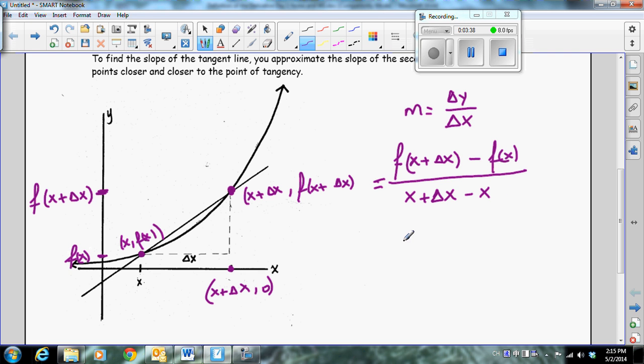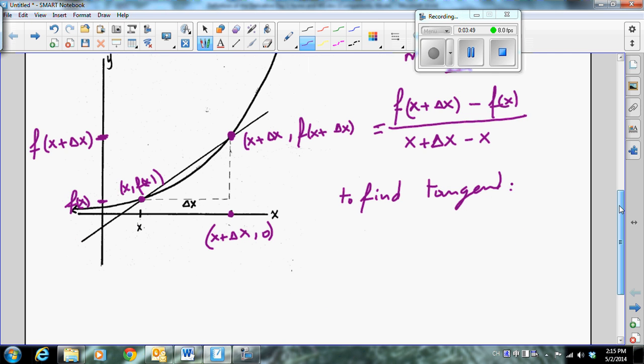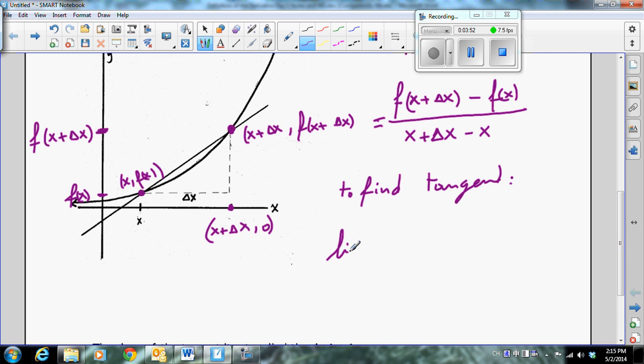If you rearrange this one, you will understand that to find the tangency, you will have to do the limit. So I will apply the limit here. It will be the limit as delta x approaches 0 of f of x plus delta x minus f of x over, if you simplify, delta x, because the x's will cancel.